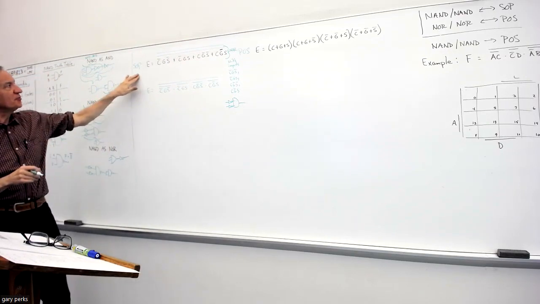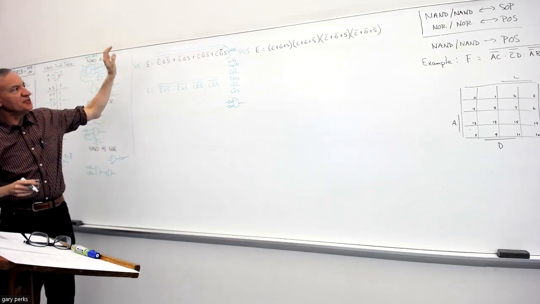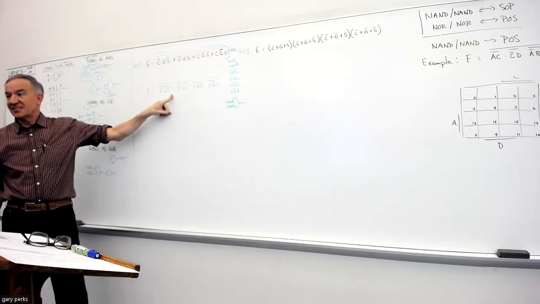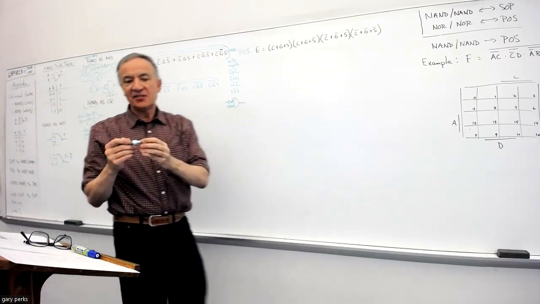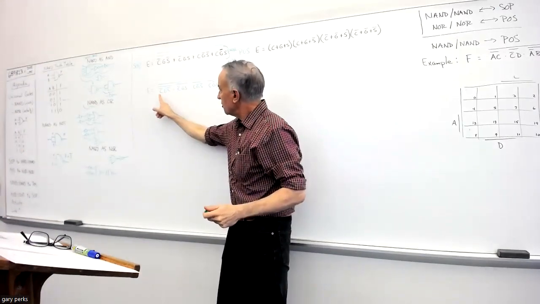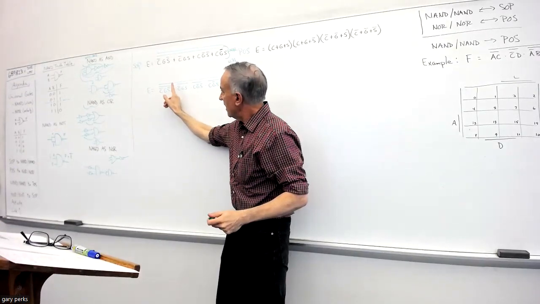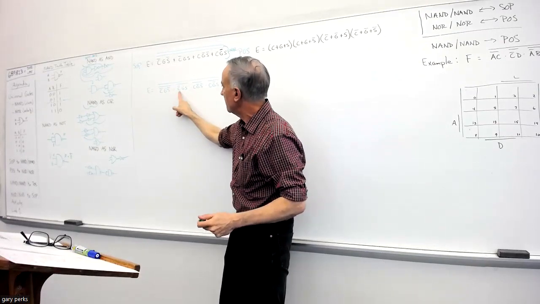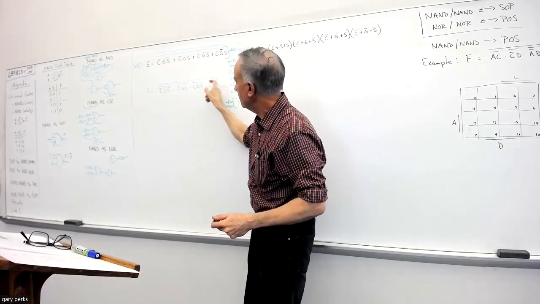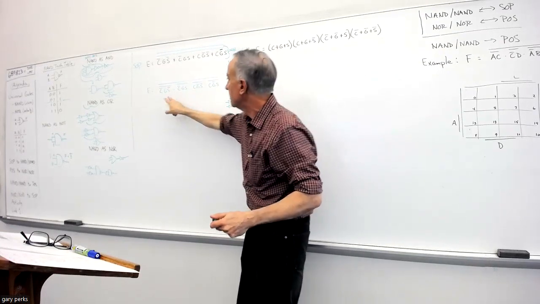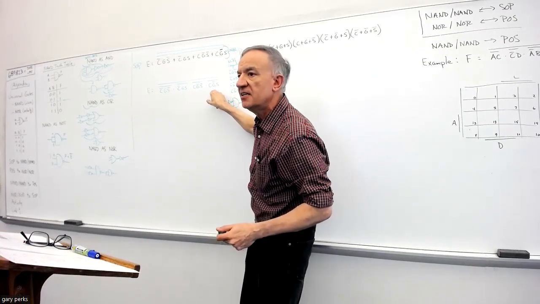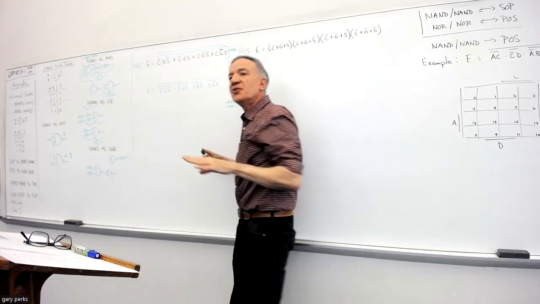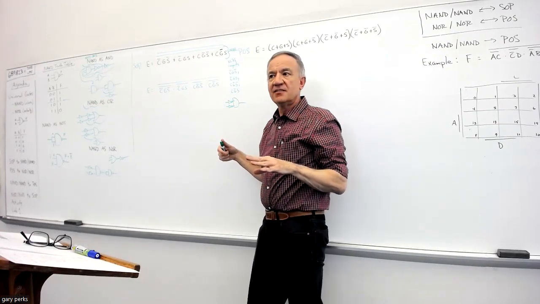So you see, I take my SOP, I NOT each side of the equal sign twice, I do De Morgan's once, and this is NAND. You see why it's NAND? Because for each term, we're ANDing, then NOTing the whole thing. So each one of these terms is a NAND gate, and then we're ANDing those terms together and NOTing the whole thing. So that's also a NAND gate.